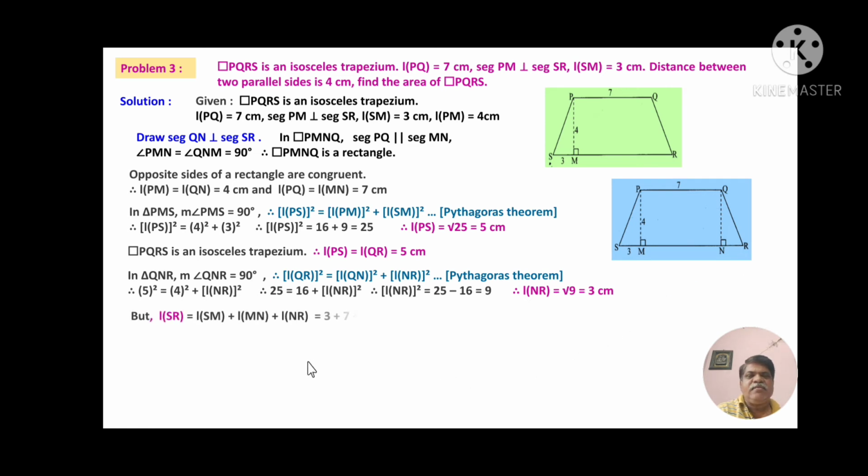But we know that length of SR is equal to SM plus MN plus NR. These are the segments. So, put the values. 3 plus 7 plus 3 is 13 cm.